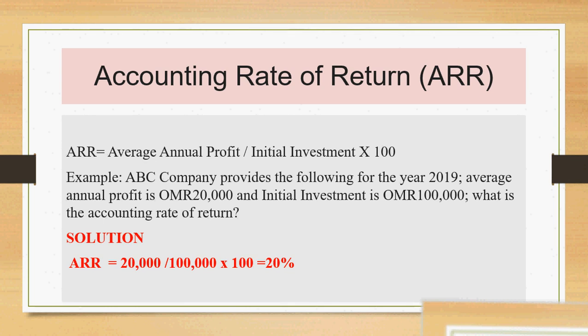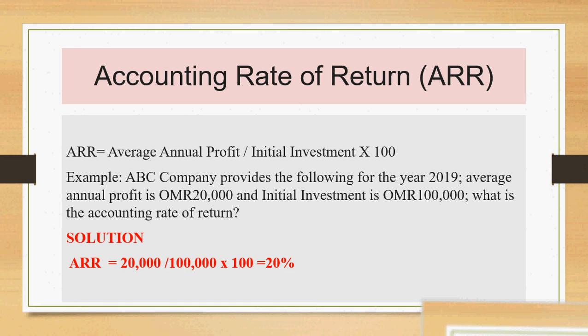Let us see an example. See the example in the slides. ABC company provides the following for the year 2019. Average annual profit is 20,000. Initial investment is 100,000. What is the accounting rate of return?